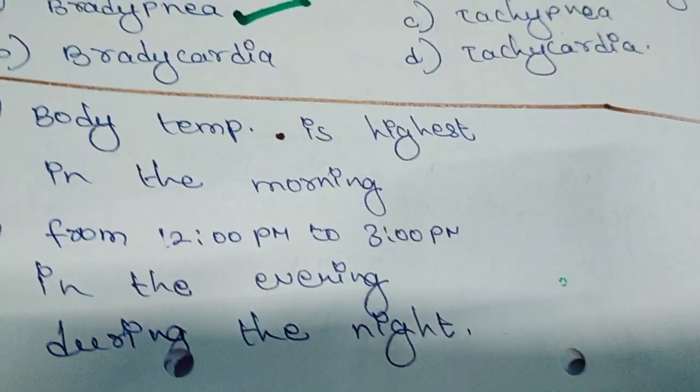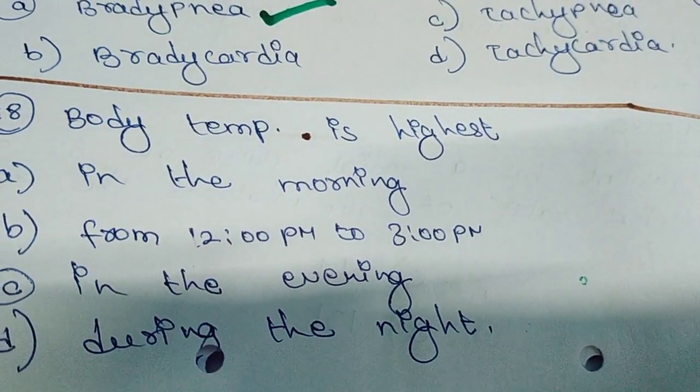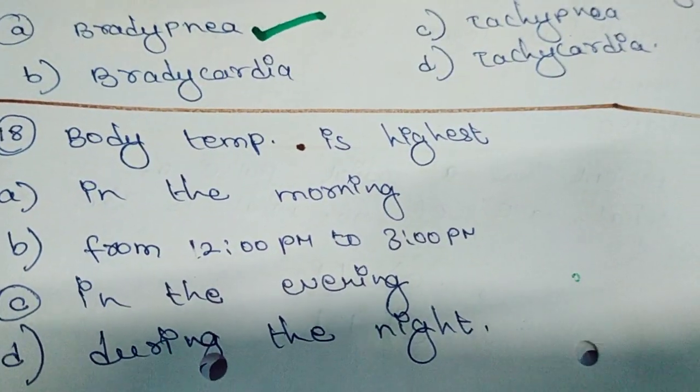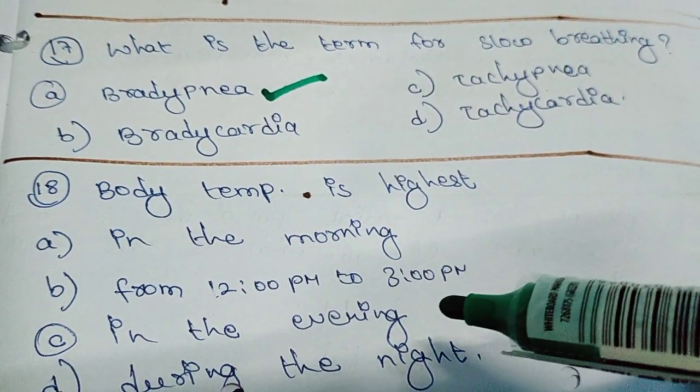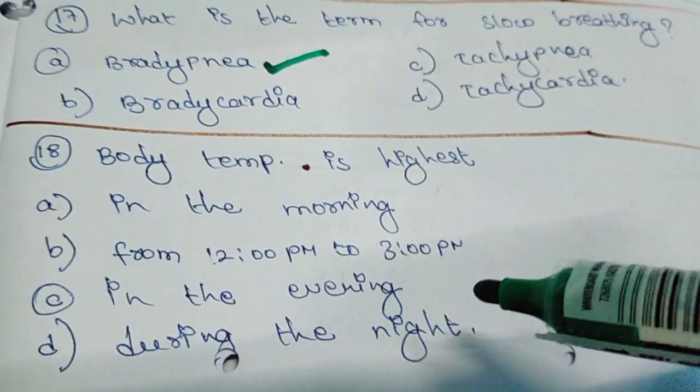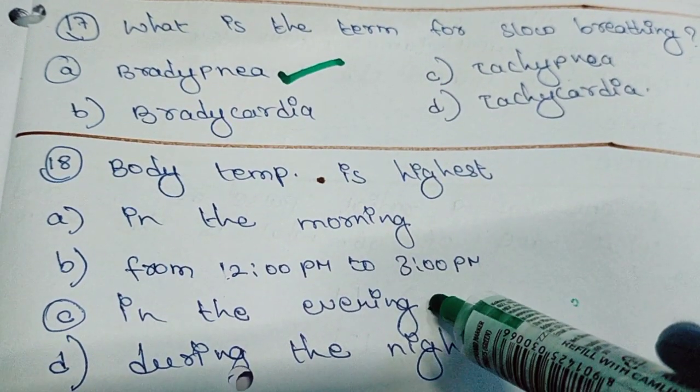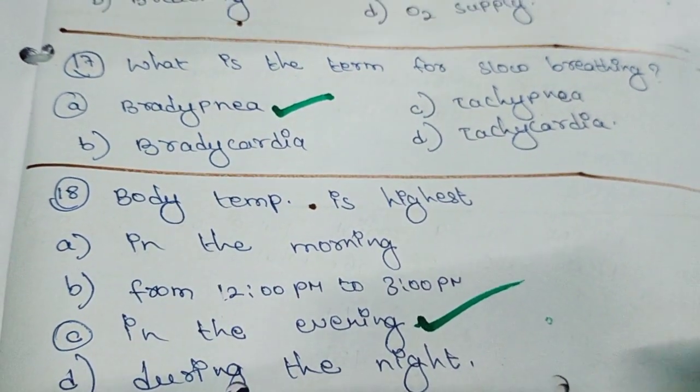Okay. The next question. Body temperature is highest during what time of the day? Is it in the morning, between 12 p.m. to 3 p.m., in the evening, or during the night? Usually the body temperature is highest in the evening. The right answer is in the evening. Okay. The next question.